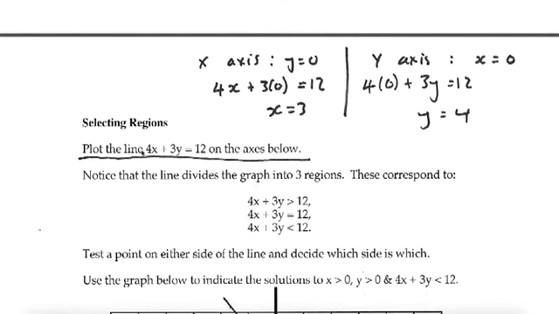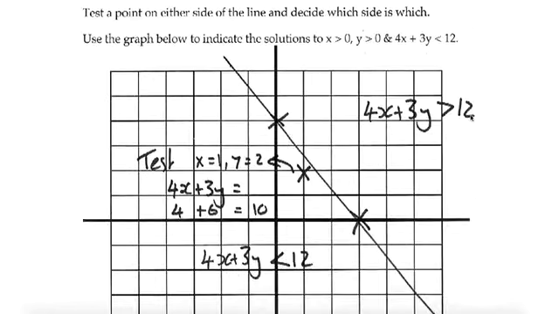So to go back to the beginning, the first thing I do is plot the line where 4x plus 3y is equal to 12, and I do that the same way as before. And I've done my working up here, so it's going to cross at x is 3 and at y is 4. X is 3, y is 4. That's how I found my line.